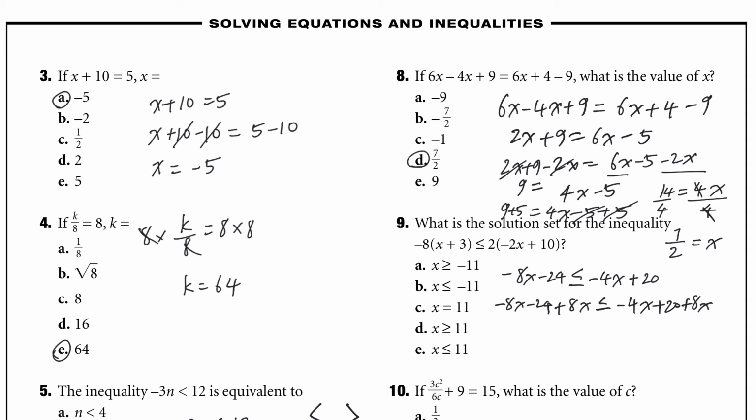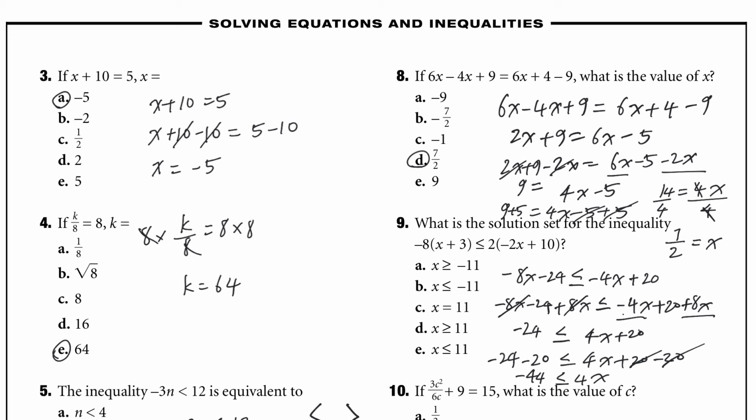Like so. So these two cancel. Negative 24 is less than or equal to, so negative 4x plus 8x is equal to 4x plus 20. And then I'm going to subtract 20 from both sides, because you want to get rid of this guy. So these cancel. Negative 44 is less than or equal to 4x.